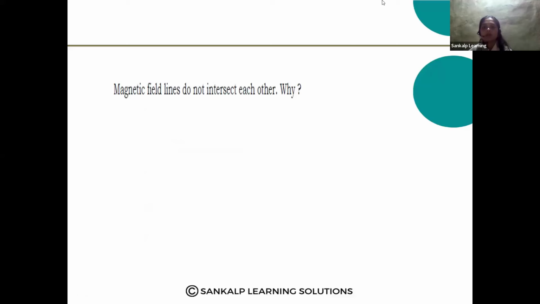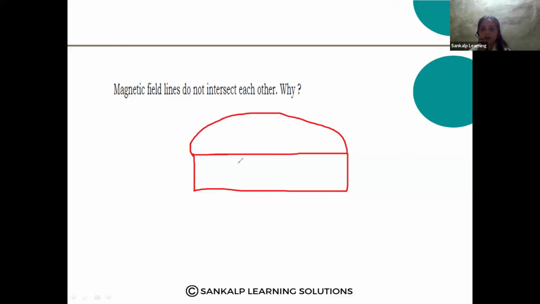Next question. Magnetic field lines cannot intersect each other. What is the reason behind that? Already in the class I have explained that. Just imagine this is the bar magnet. Around that bar magnet there will be magnetic field lines, right?